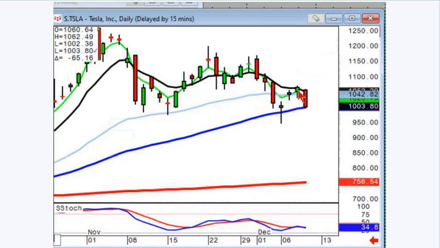If you're short, you would have covered the short, but you wouldn't go long until you see a confirmed close above the T-line.